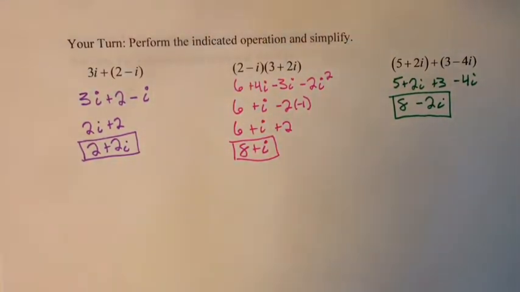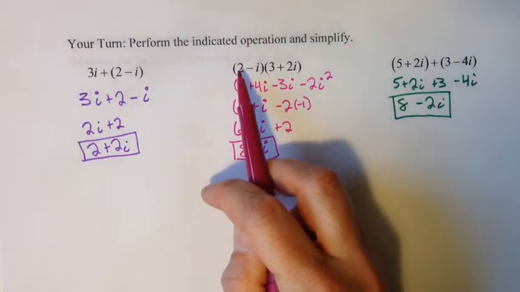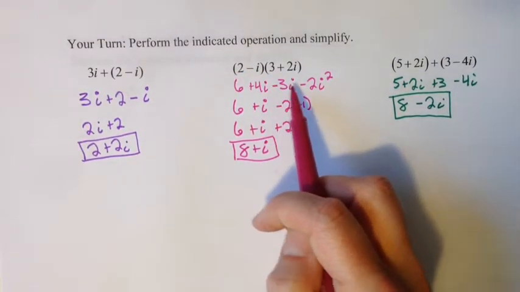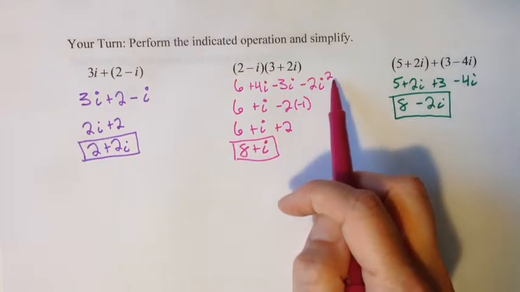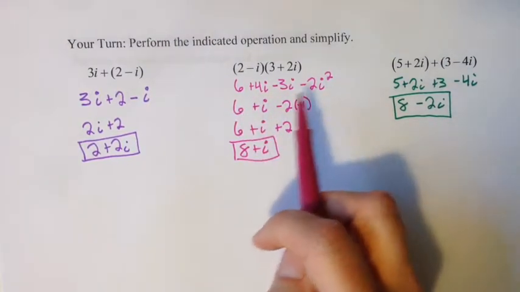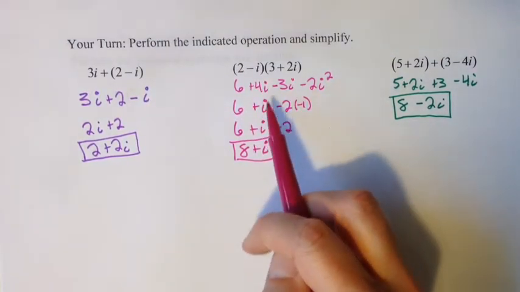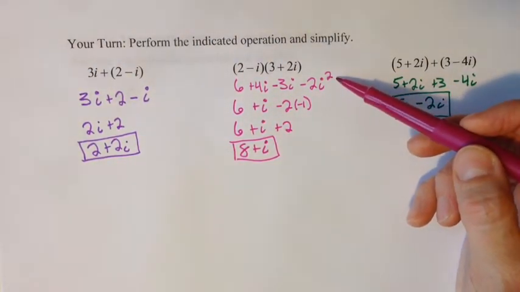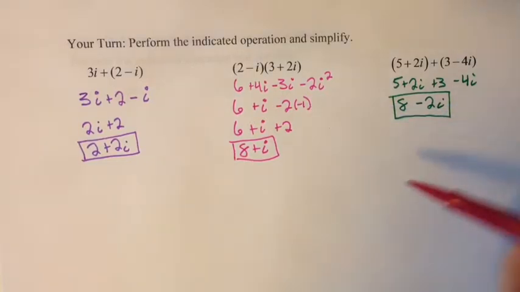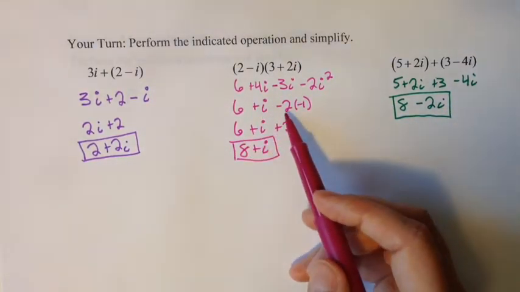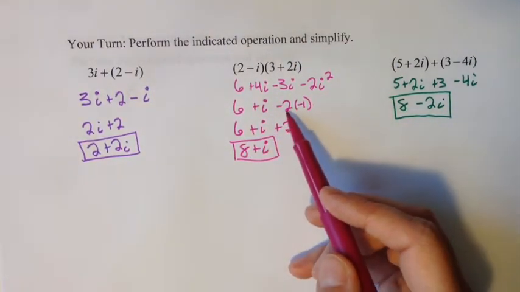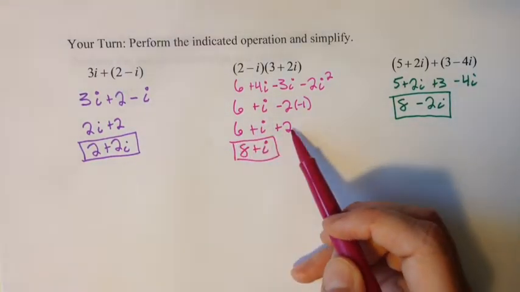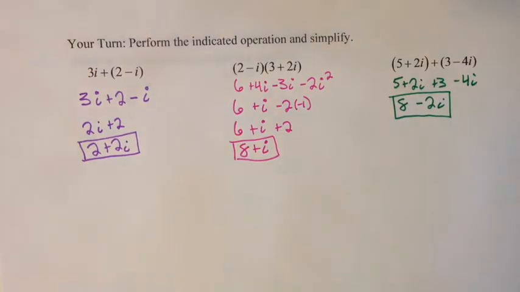So when I multiply my first two terms together, I get a 6. My outside terms give me 4i, my inside terms negative 3i, and my last terms negative 2i squared. So now I start combining like terms. 4i minus 3i is a single i left over. And I'm also going to remember that i squared is the same as negative 1. So now I have 6 plus i minus 2 times negative 1. Now negative 2 times negative 1 is positive 2. Then I can add the 6 and the 2 together to get 8 plus i.